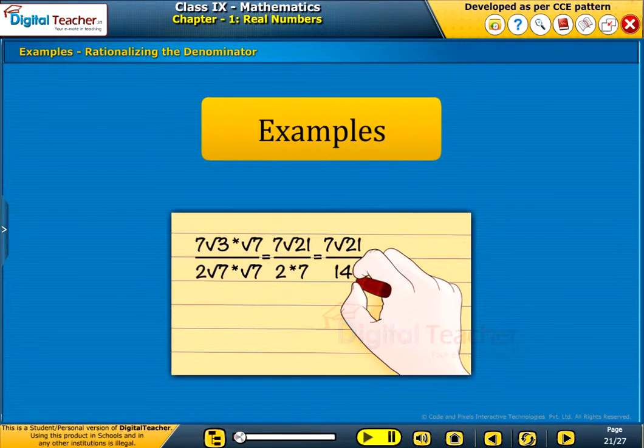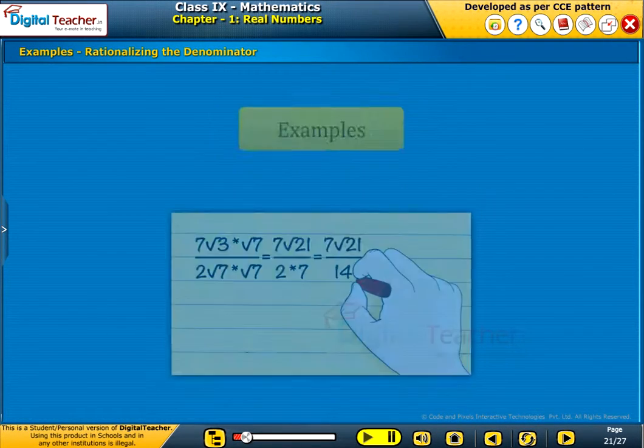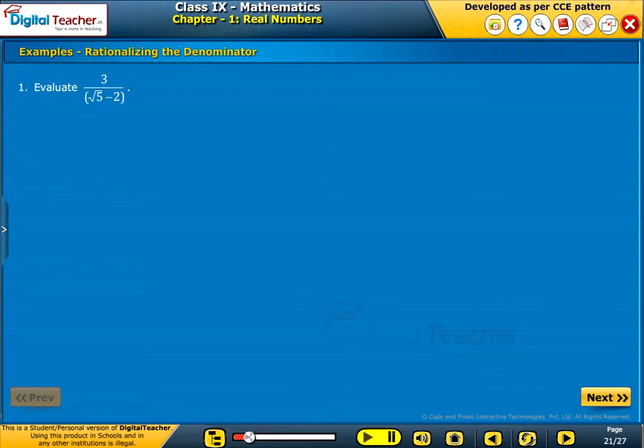Let us solve some example problems on rationalizing the denominator. Evaluate 3 by root 5 minus 2. Solution. Given expression is 3 by root 5 minus 2. Multiplying numerator and denominator with root 5 plus 2.